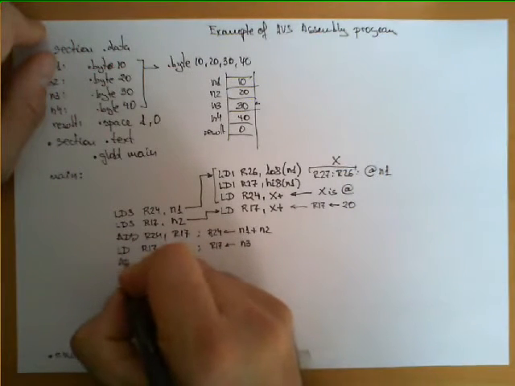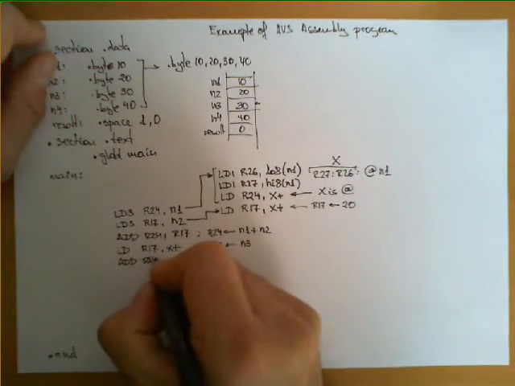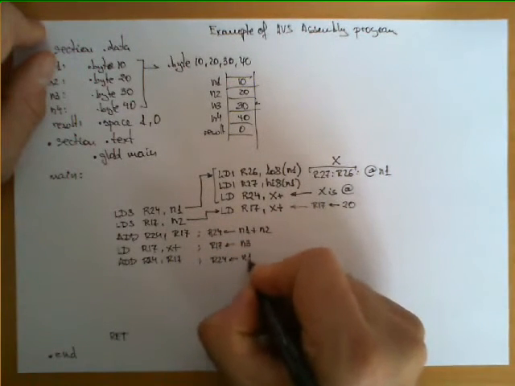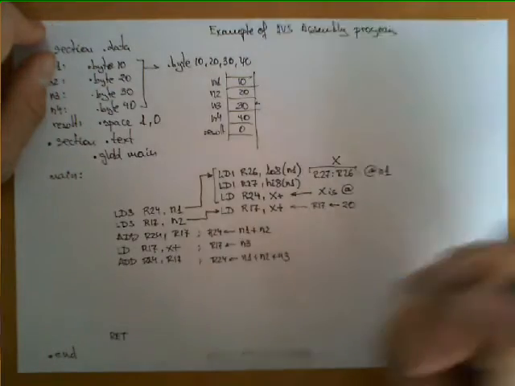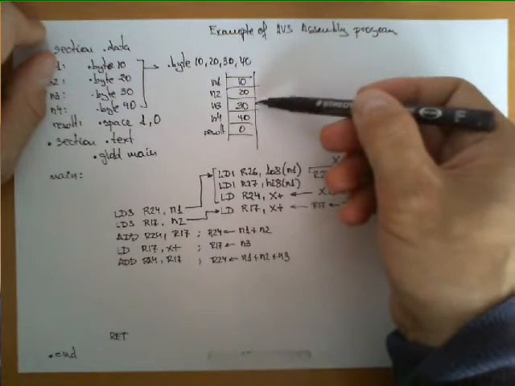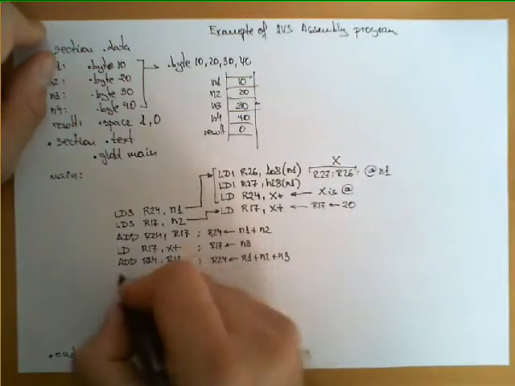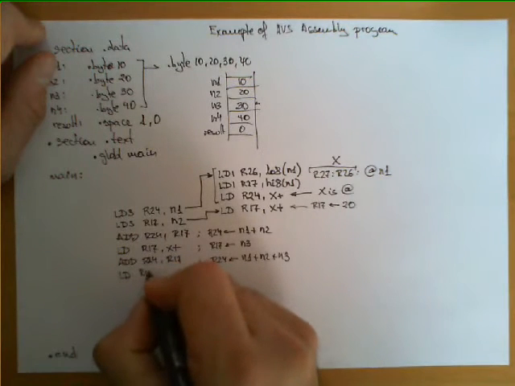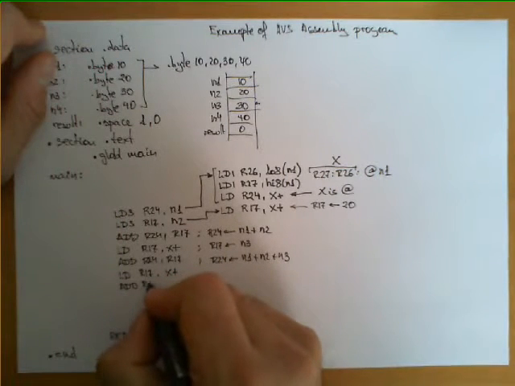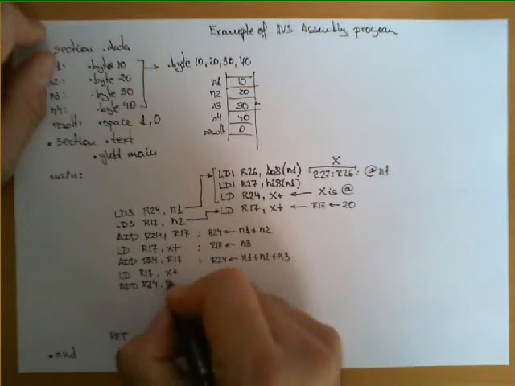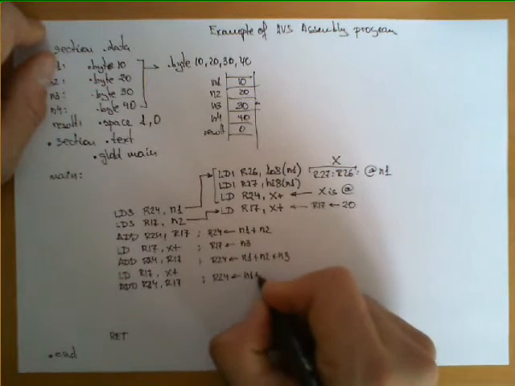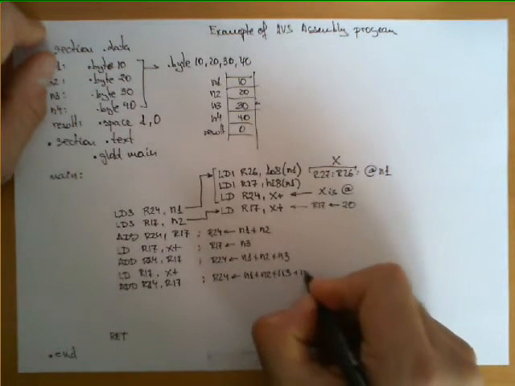And I can add it again, add R24 R17. So in this case R24 has N1 plus N2 plus N3, and the other interesting thing is that X got incremented again, therefore now its address or its value is the address of the following number to add, so I can repeat this instruction: LD R17 X plus, and yet again add R24 R17, and therefore R24 now has N1 plus N2 plus N3 plus N4.